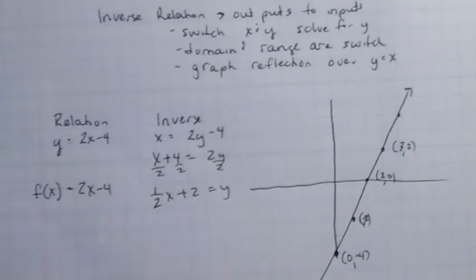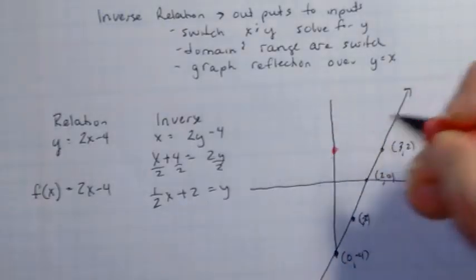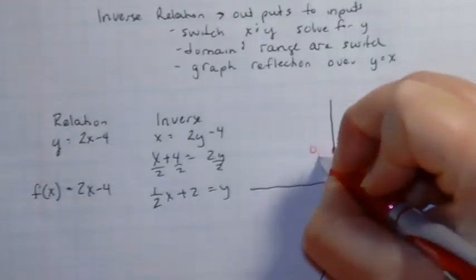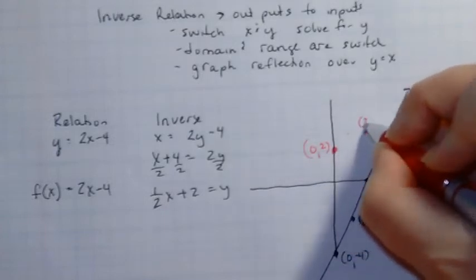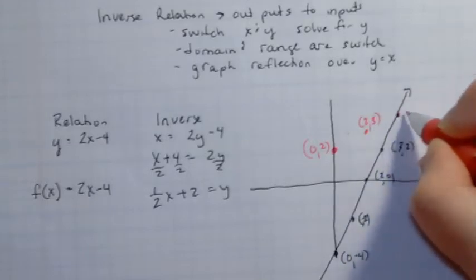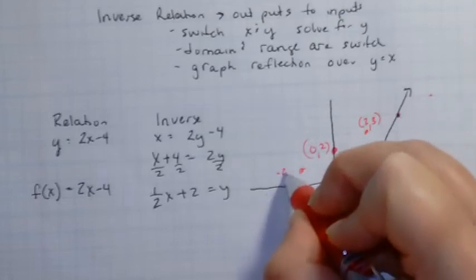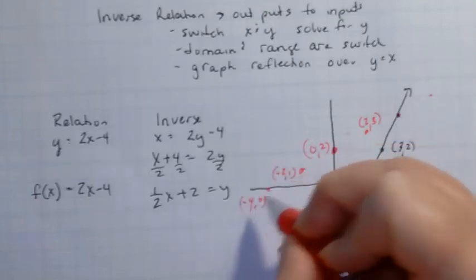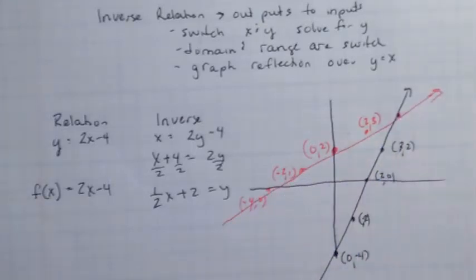This is also going to be a function, because if I graph it, and I'm going to graph it using pink pen here, I would start at 0, 2, and I would go up 1 over 2. So this would be the point 2, 3. Up 1 over 2, up 1 over 2. Down 1 over 2. So this would be negative 2, 1. Down 1 over 2, negative 4, 0. So this also passes the vertical line test.